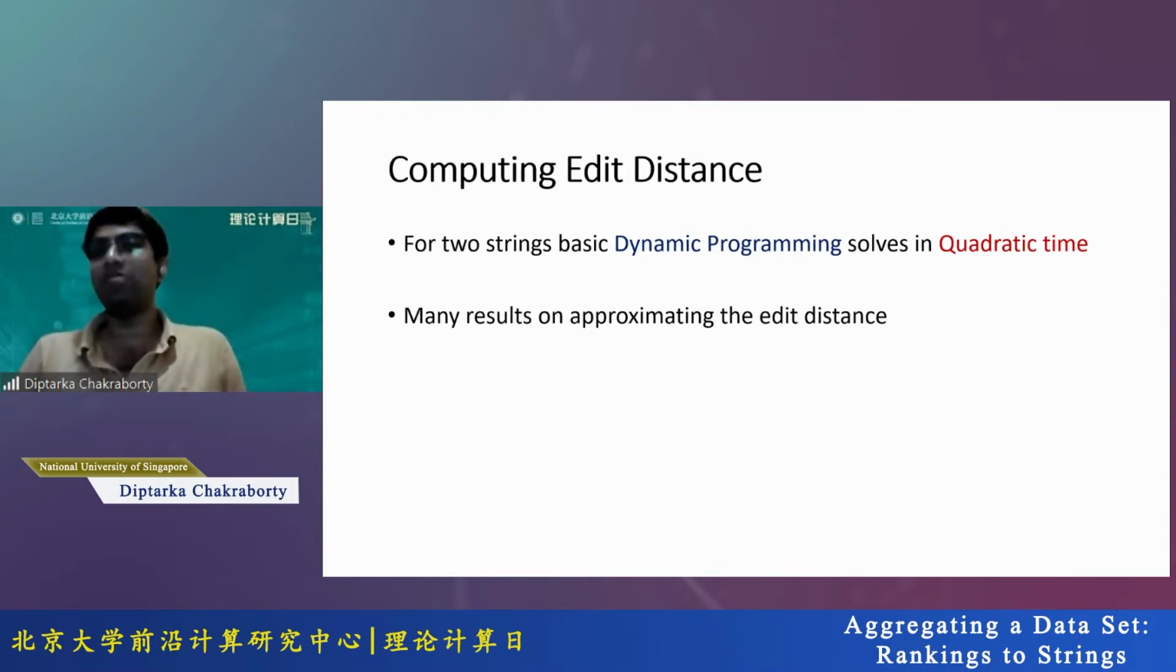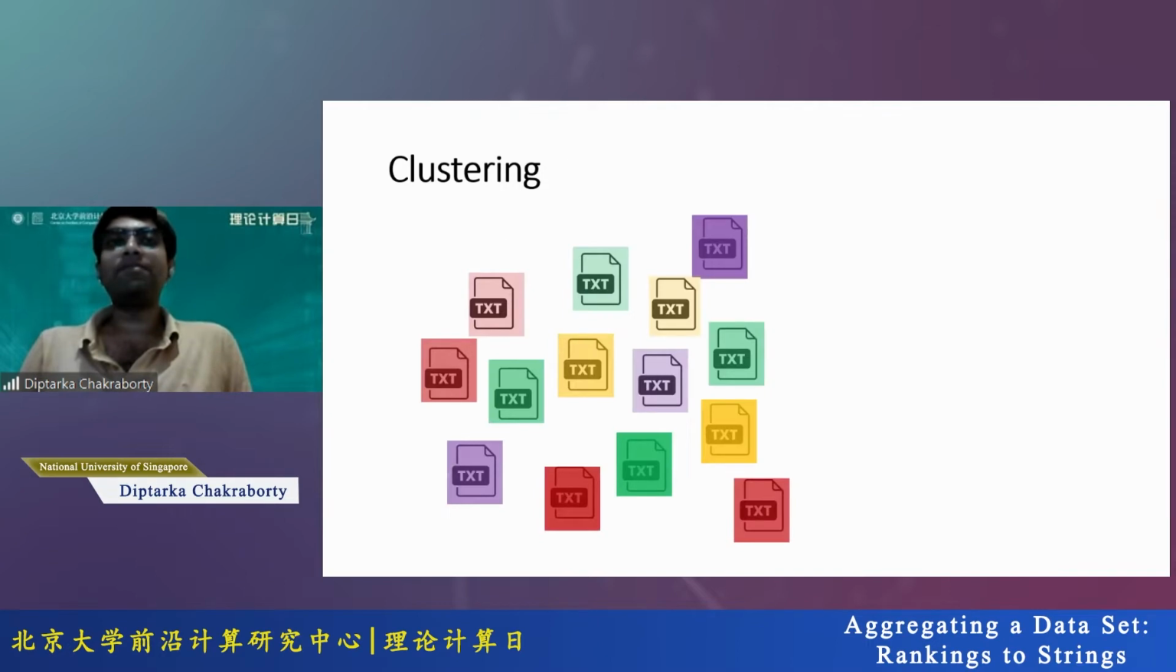But I just want to make a note. And maybe if you ask me what the current state of the art for approximating edit distance is, the current state of the art is that we can compute up to constant approximation in almost linear time. Okay, but in this talk, we will not need that result. This is completely independent of that. Okay, so I guess so far so good.